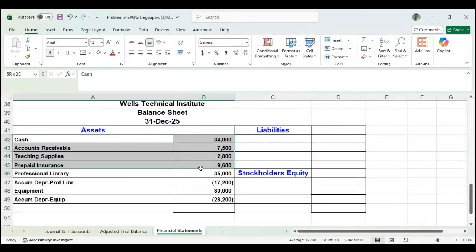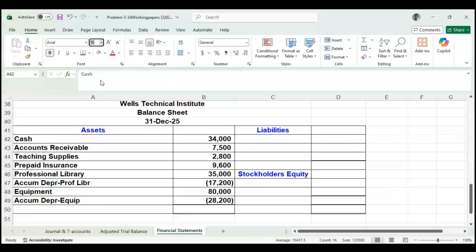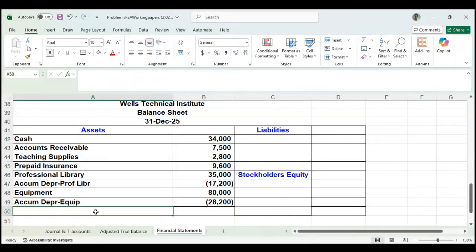So we can put these in Arial 12. Then we're going to add up our total assets, and we can use the AutoSum for this.